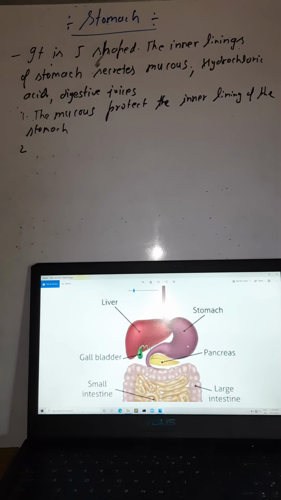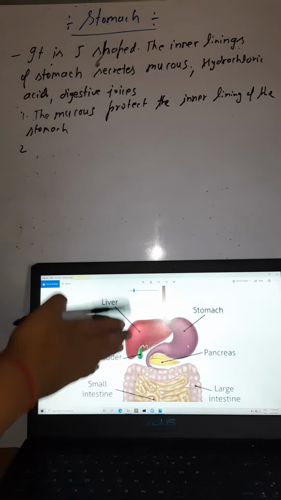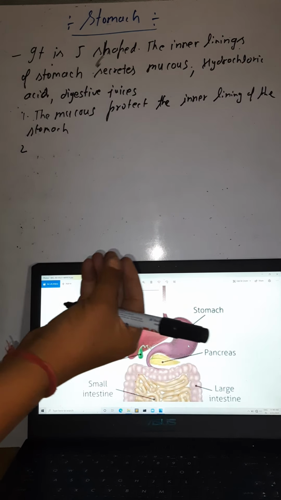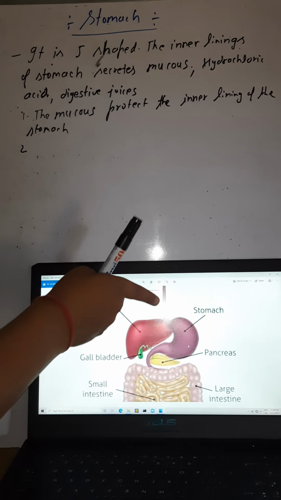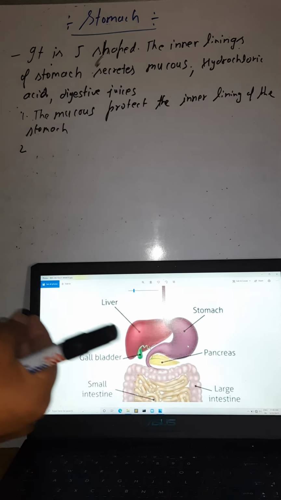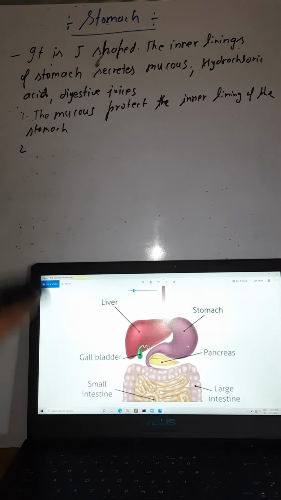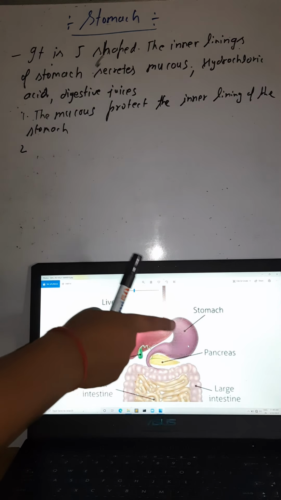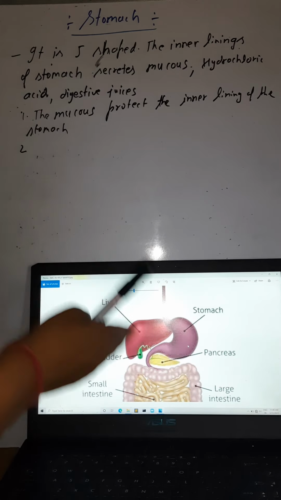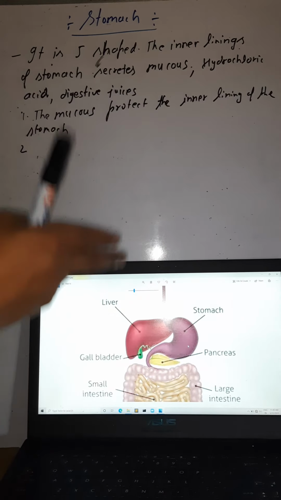What is the function of the hydrochloric acid? Why does it secrete this hydrochloric acid? This hydrochloric acid is being secreted to kill the bacteria. Some bacteria are present in the food that you are eating, from the buccal cavity, then from the esophagus, so there are still some bacteria in the food particles. Those bacteria can harm your stomach and other organs, so the hydrochloric acid secreted by the stomach helps in killing those bacteria. So the hydrochloric acid kills the bacteria which are coming with the food in your stomach.